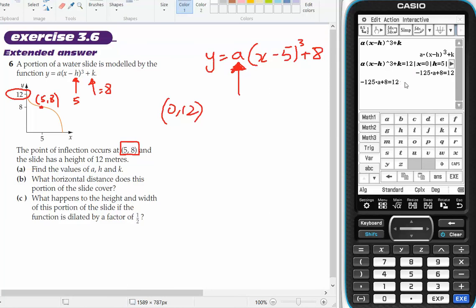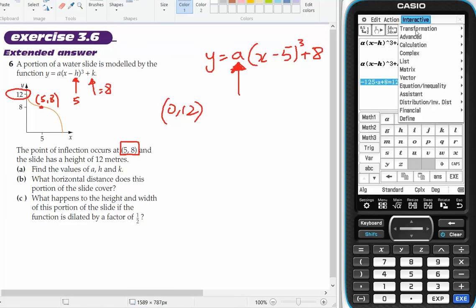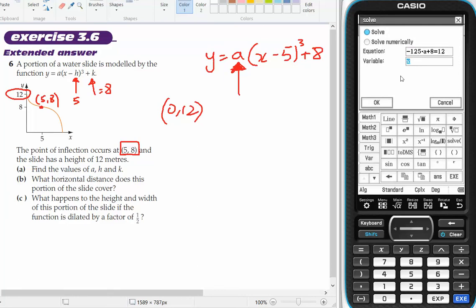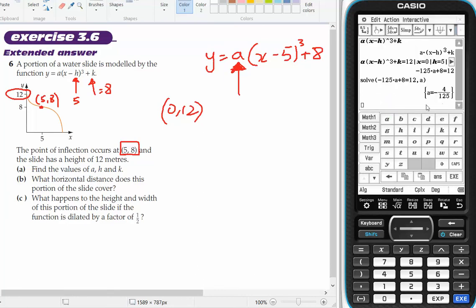And if I then solve for a, there's my value of a, -4/125. So now that I know that y equals -4/125 (x minus 5) cubed plus 8, what horizontal distance does the portion of the slide cover? I need to then find the x-intercept, therefore set y equals 0 and solve.